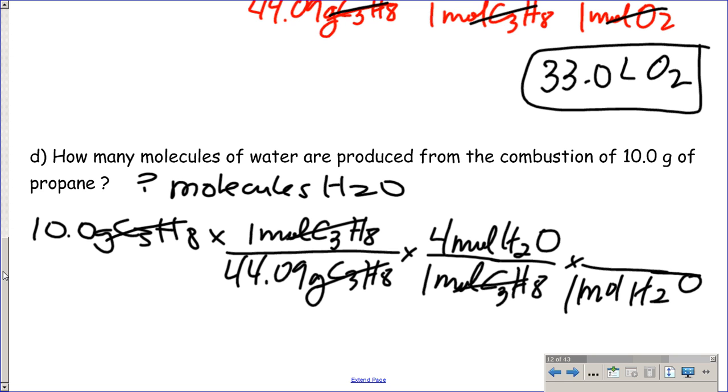But are we able to go directly from moles of water to molecules of water? Yeah. What number? Avogadro: 6.022 times 10 to the 23rd molecules of water.